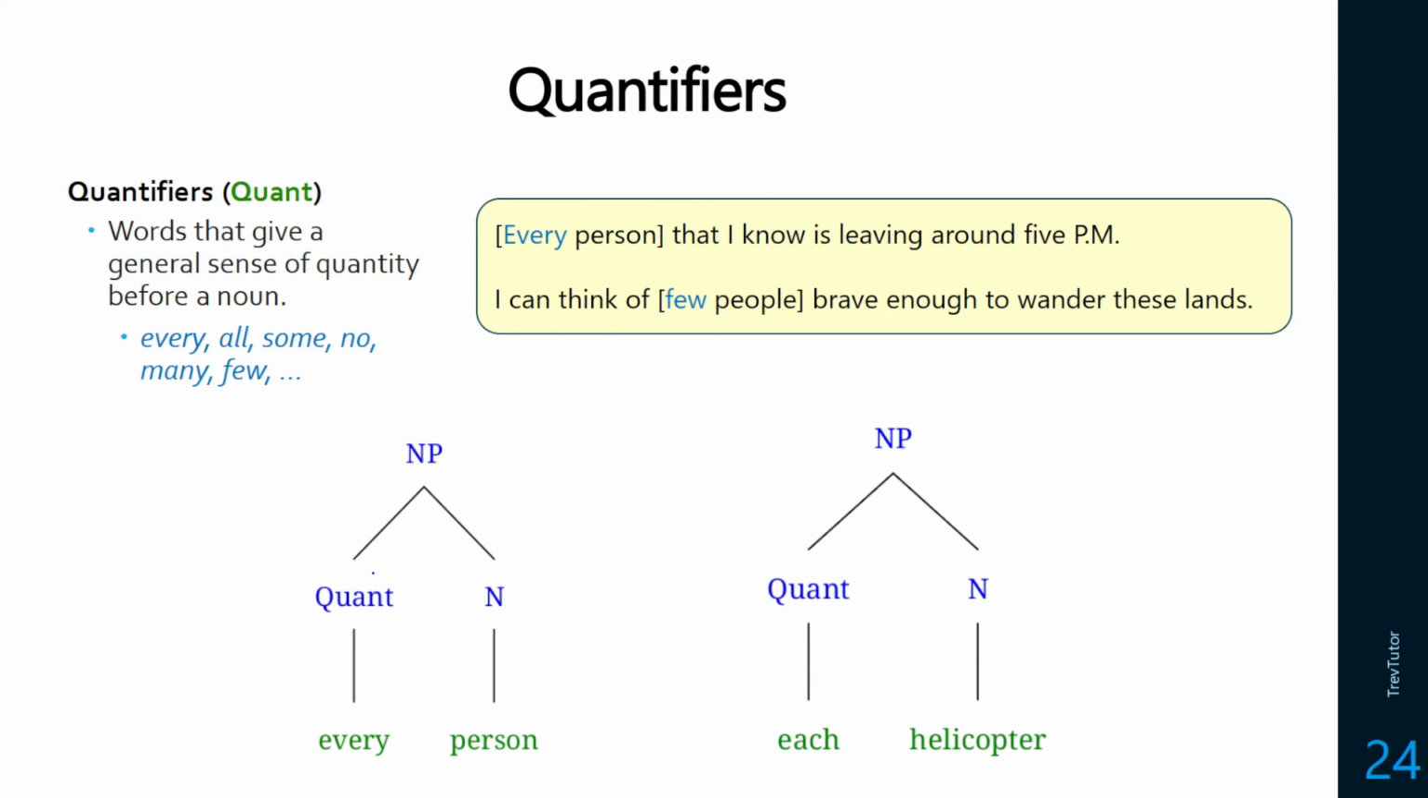So every person is a quantifier that is describing with a number how many people we have, or each helicopter. This is a quantity, going through each of the helicopters in some set. Every person that I know is leaving around 5 p.m. Every is describing person. I can think of few people brave enough to wander these lands. Few is describing people.